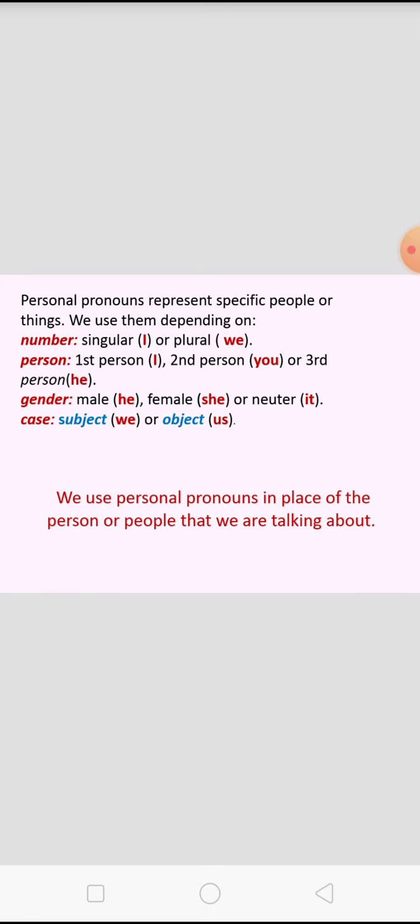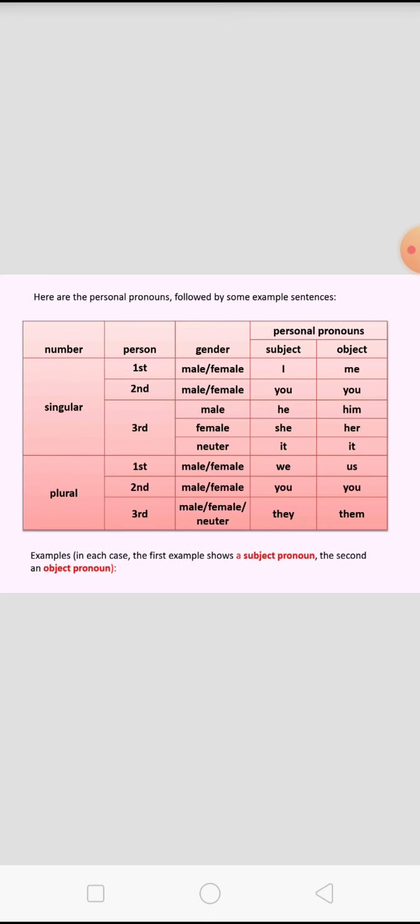Now let us see what a personal pronoun is. We use personal pronouns in place of the person or people that we are talking about. A personal pronoun represents a specific person or thing. We use them depending on number, person, gender or case. Number: singular or plural. Person: first person, second person and third person. Gender: male, female or neuter. Case: subject or object.